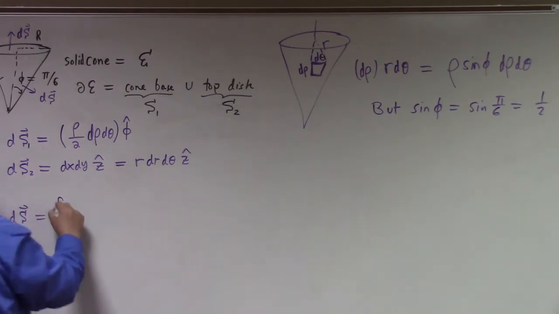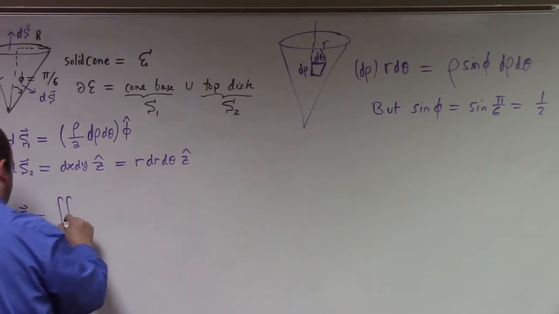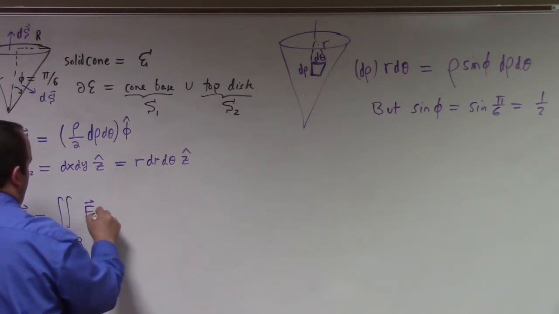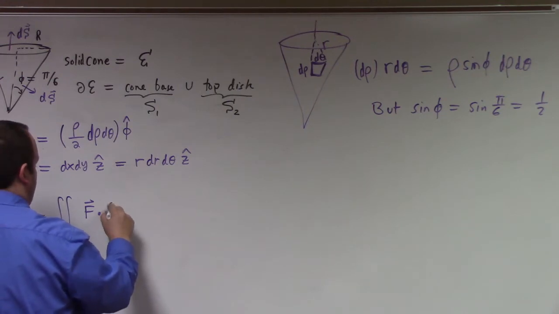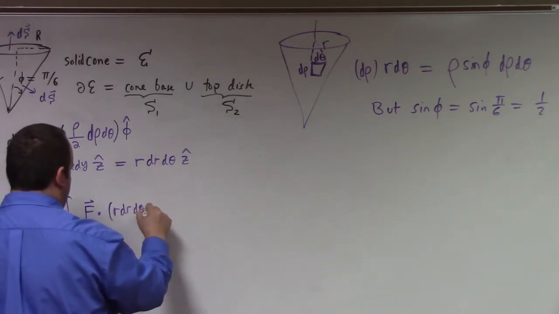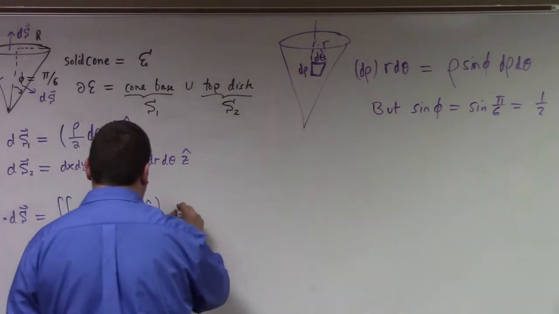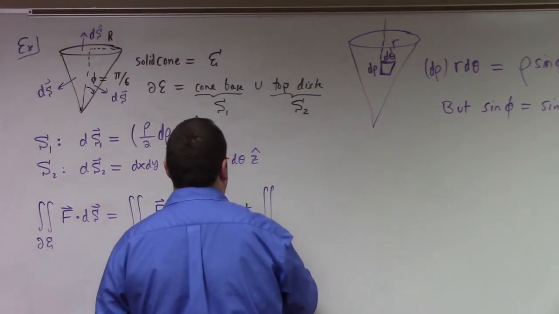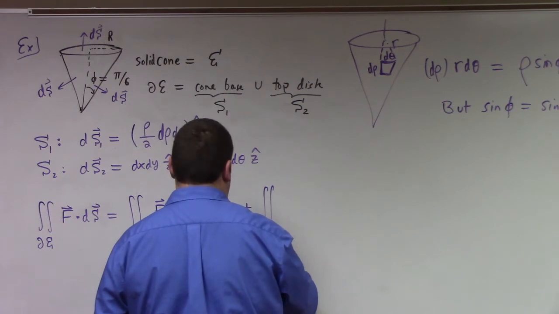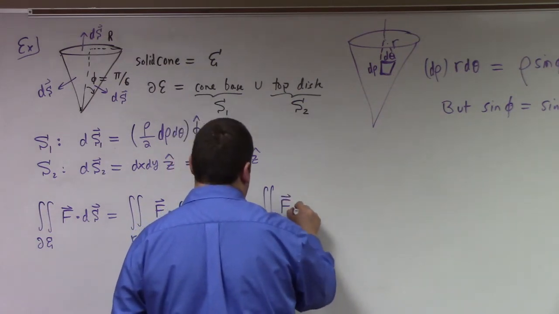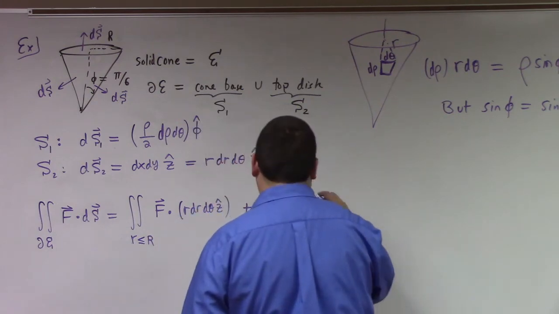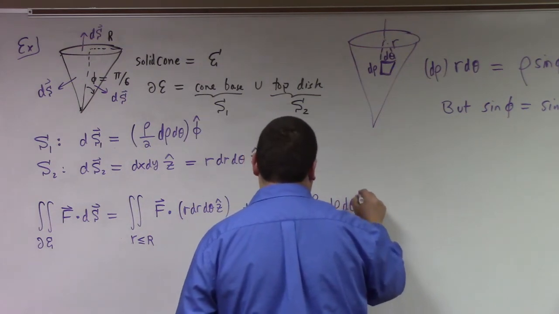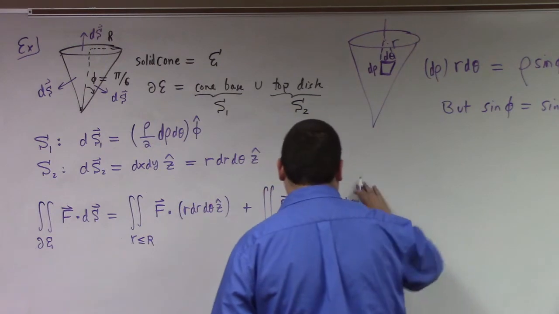We got two pieces, right? We've got the integral over r less than or equal to big R of F dot r dr d theta z hat. That gives me the top piece, plus the double integral over the cone. Let's call it S1, and that would be F dot, if you'll allow me this slightly hybrid notation, I hope it's okay, rho over 2 d rho d theta. Oh, and I forgot my phi hat.